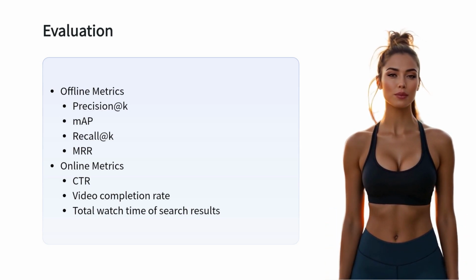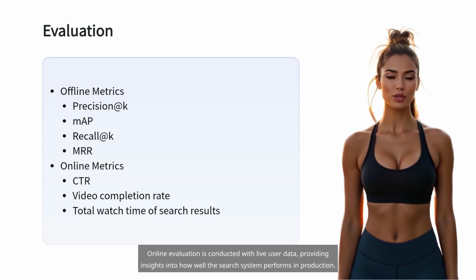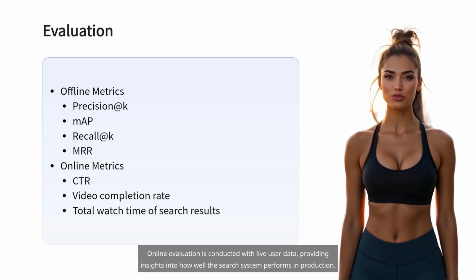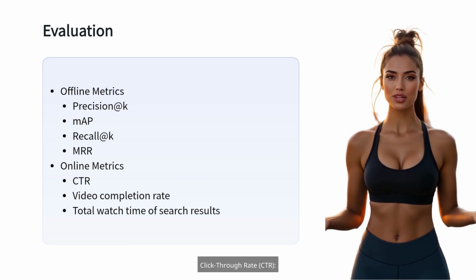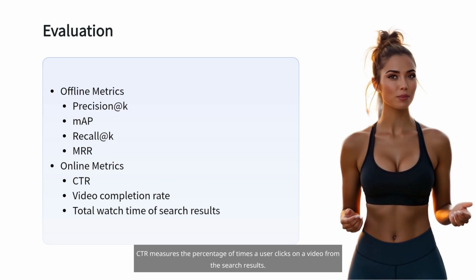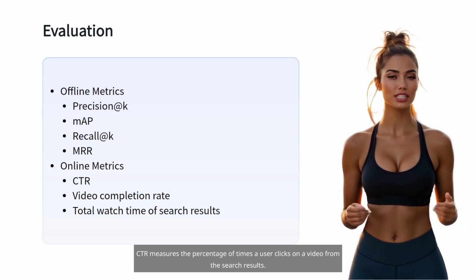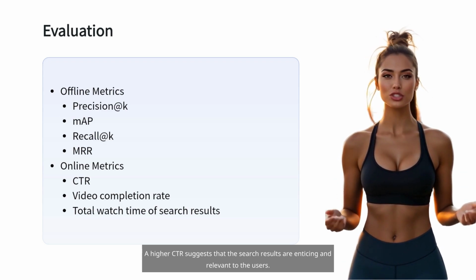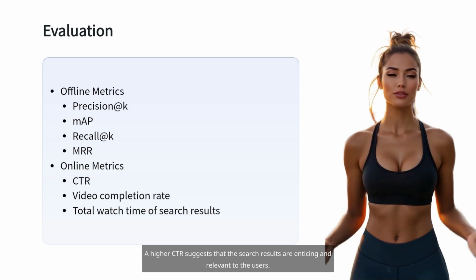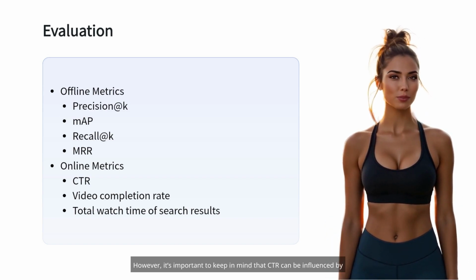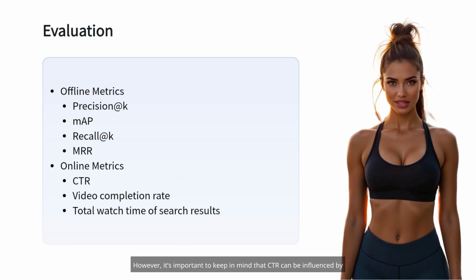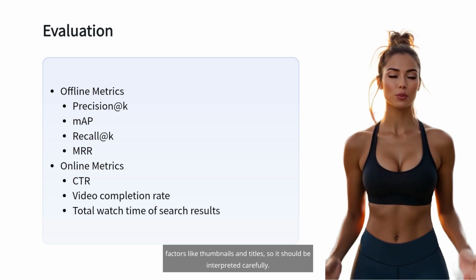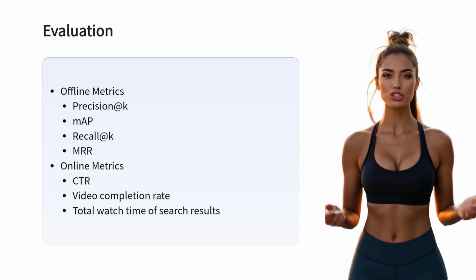Online metrics. Online evaluation is conducted with live user data, providing insights into how well the search system performs in production. Click-through rate, CTR. CTR measures the percentage of times a user clicks on a video from the search results. A higher CTR suggests that the search results are enticing and relevant to the users. However, it's important to keep in mind that CTR can be influenced by factors like thumbnails and titles, so it should be interpreted carefully.